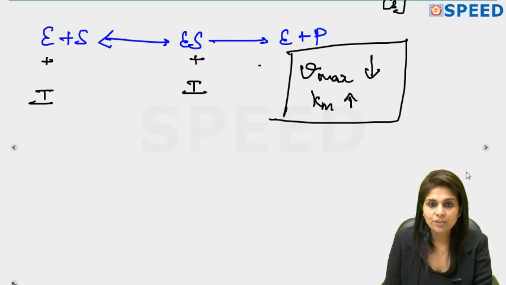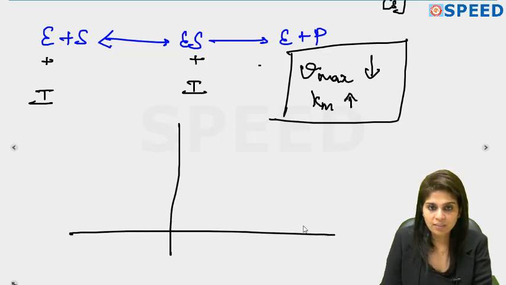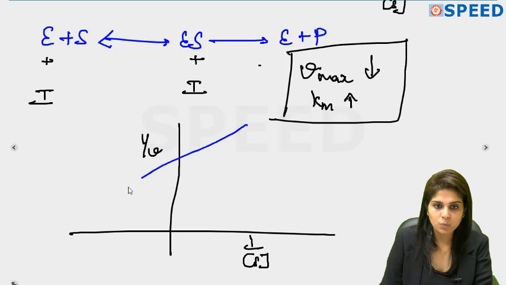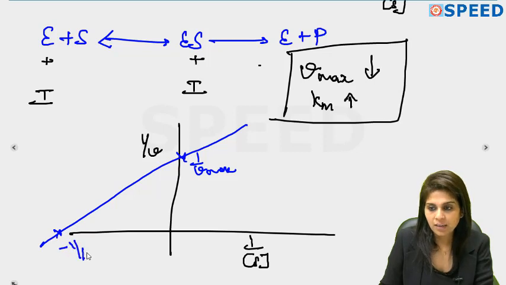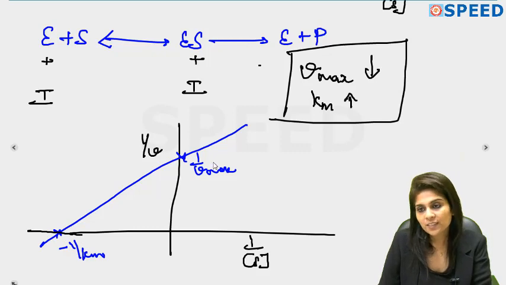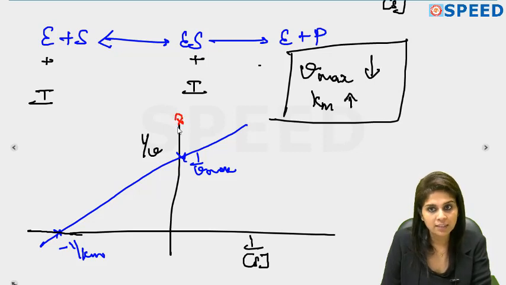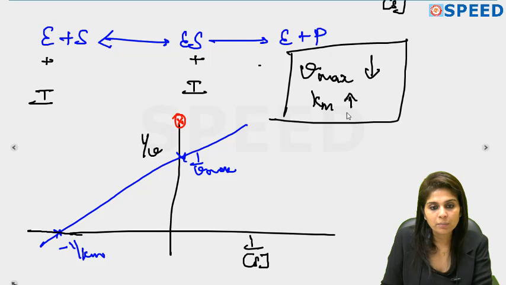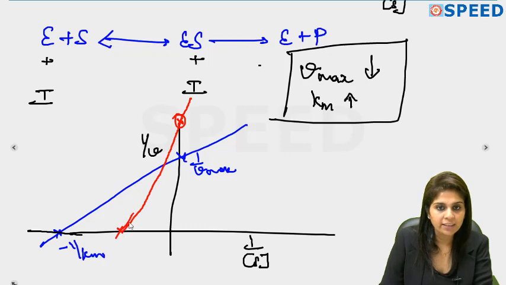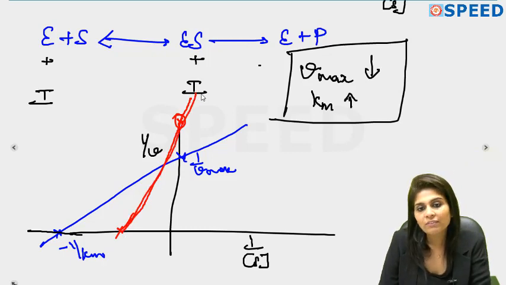Okay. So what happens when you draw a Lineweaver-Burk plot? 1/V against 1/S. It cuts the y-axis at 1/Vmax. This is a normal Lineweaver-Burk plot of the enzyme. Now what happens in the presence of a mixed inhibitor? The mixed inhibitor reduces Vmax, so 1/Vmax is high. It increases Km, so 1/Km is reduced. So this is the Lineweaver-Burk plot which you will get in the case of mixed inhibition. If both the values are altered in the wrong direction, it's a mixed inhibition.